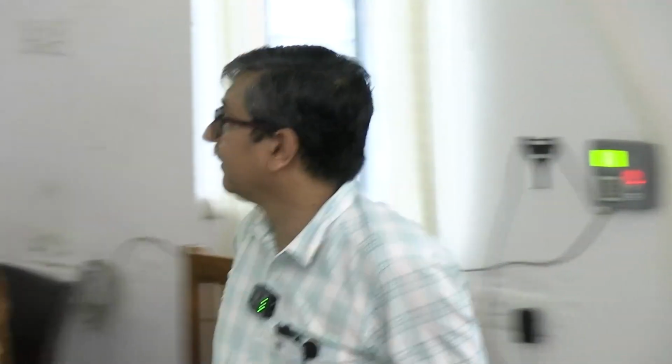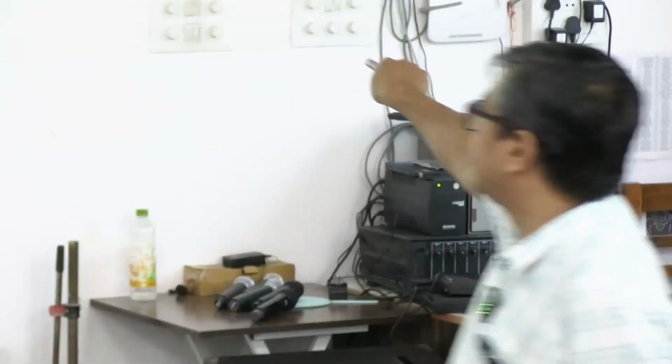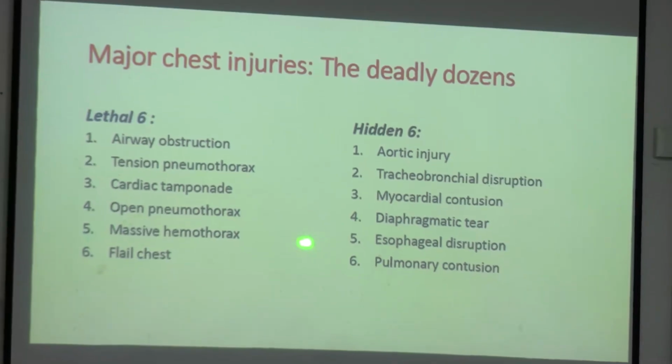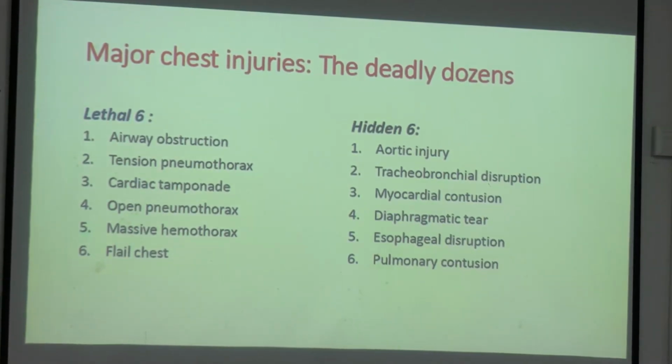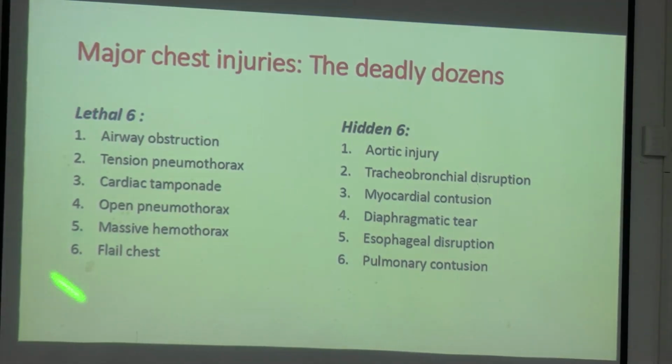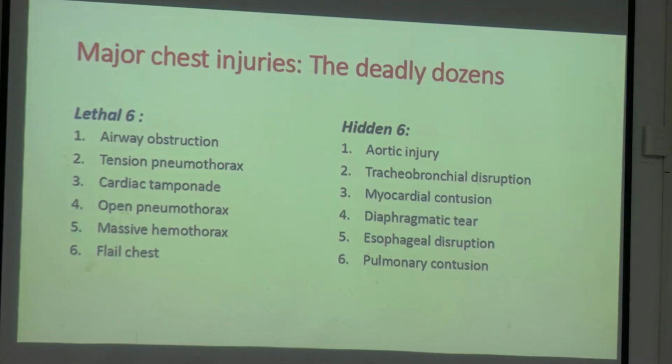Flail chest. Yes, so these are the ones among the immediate. And among the others are aortic injury, tracheobronchial disruption, myocardial contusion, pulmonary contusion, diaphragmatic tear, esophageal perforation. They also kill. You get some time. Okay, but they are immediately life-threatening.